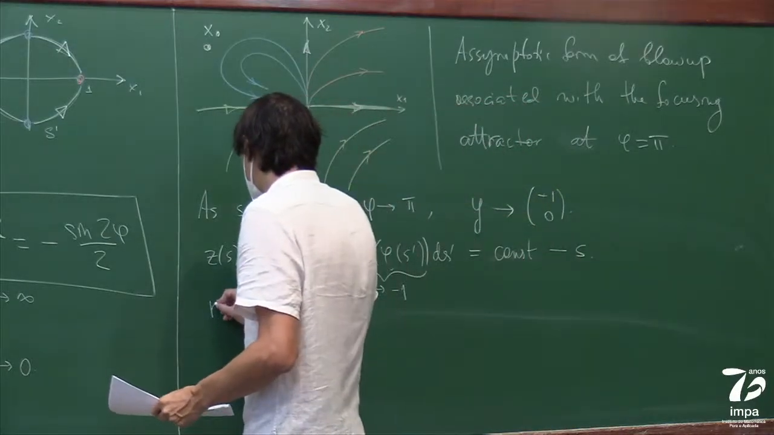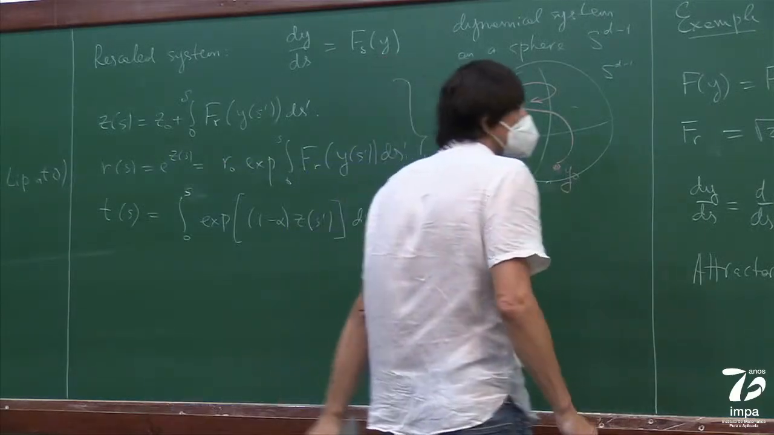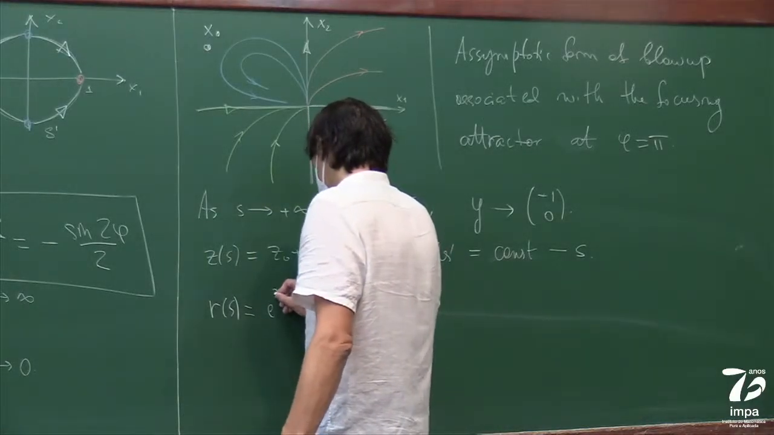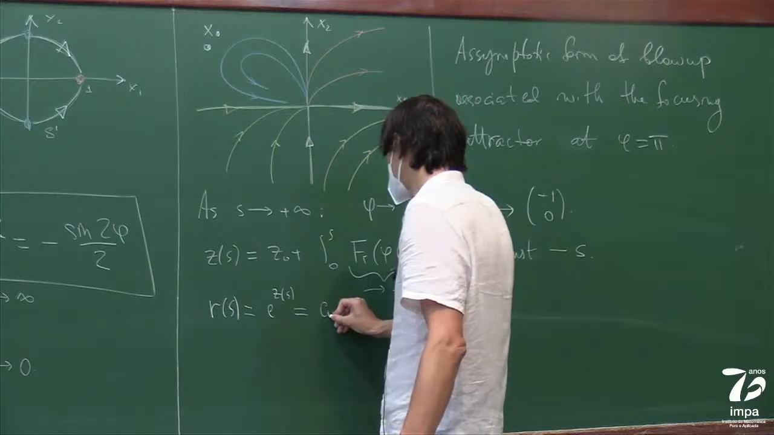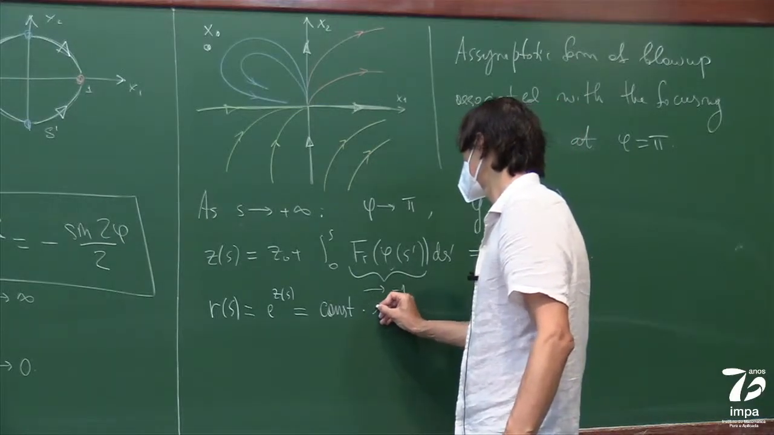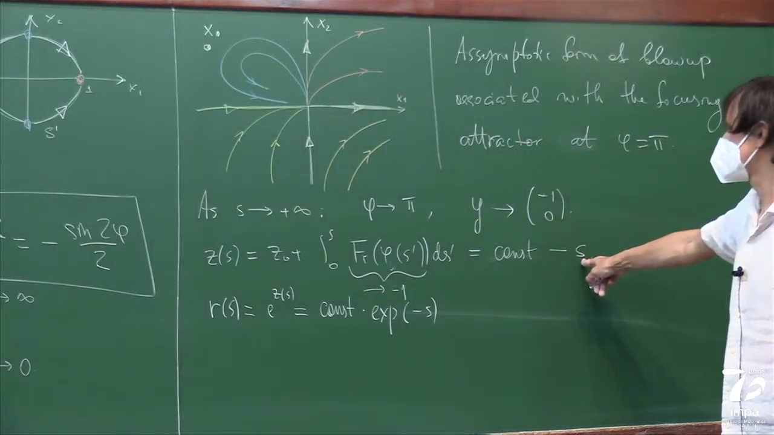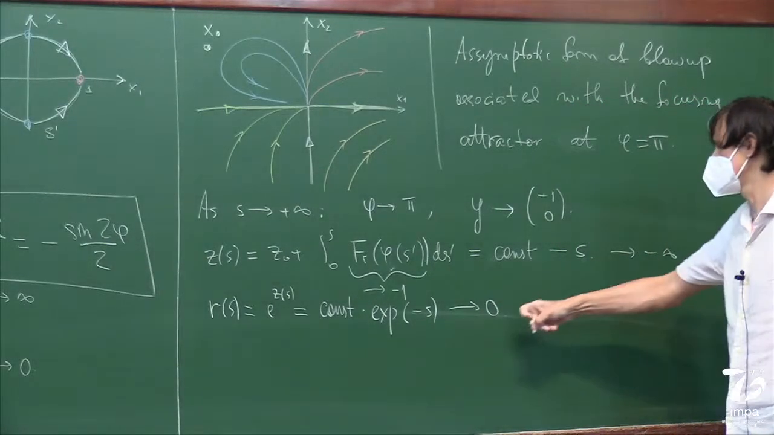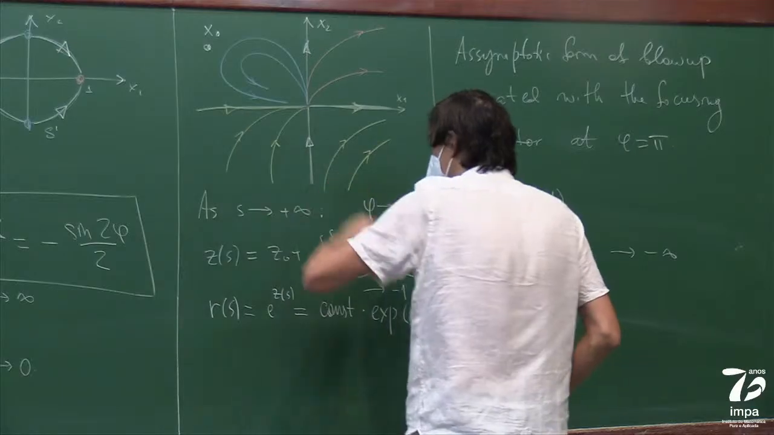So the next is r of s. So r of s is just the exponent of this whole stuff. And you see, it will be a constant, but now we take the exponent, so the constant will be a factor times the exponent of minus s. And you already see that when s goes to infinity, this goes to minus infinity, so this goes to 0. So we really approach the origin whenever we start from the left-hand side.